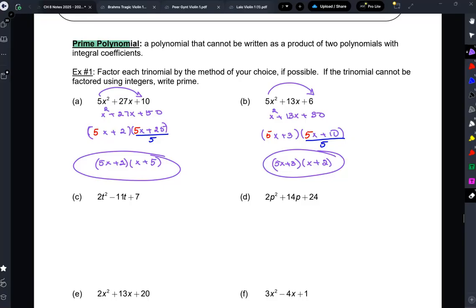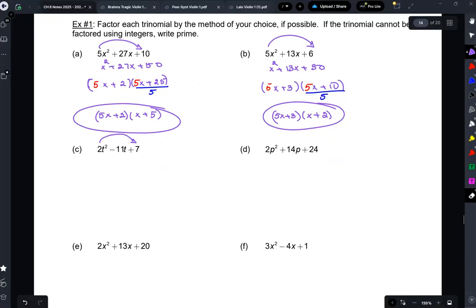Okay, the next one. Multiply the 2 to this. So I get t squared minus 11t plus 14. So now I want two numbers that multiply to 14 and add to negative 11. So remember, when I have minus plus, this is going to be minus minus.